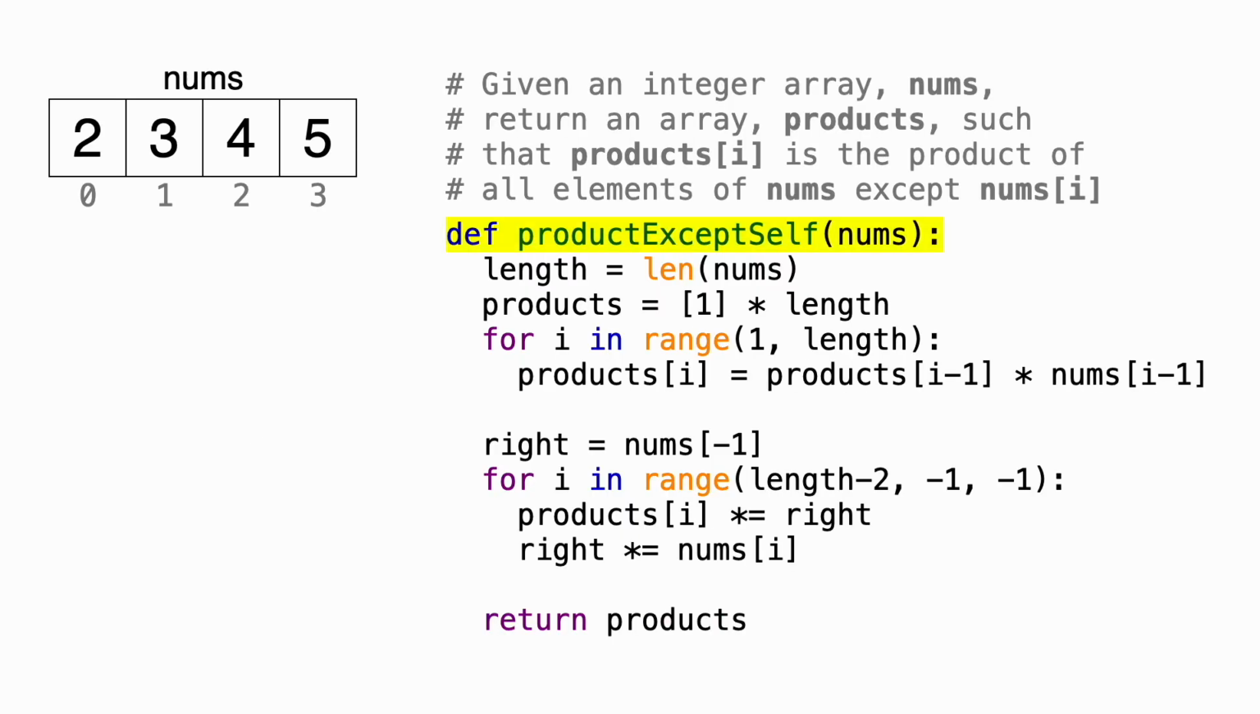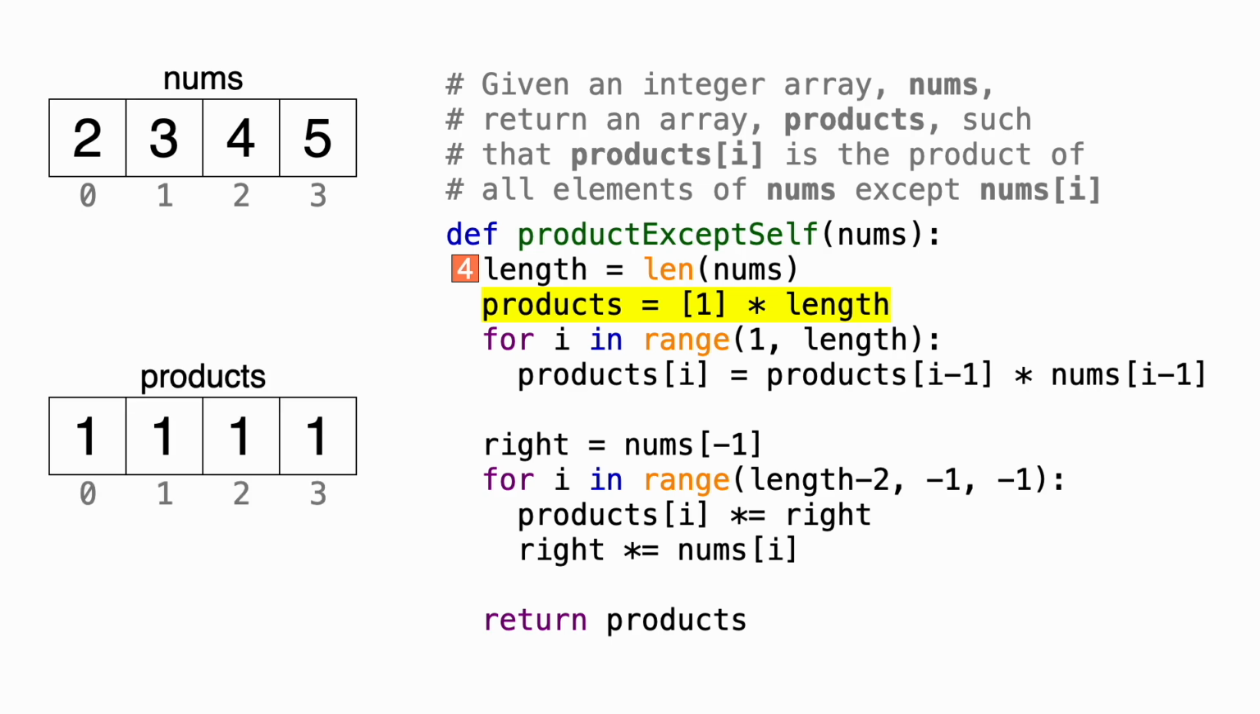This time, the nums array will just be 2, 3, 4, 5. And the first thing I'll do is take the length of the array and save it in a variable called length, since we'll be using this a lot. So length will be 4. Next, we'll create the products array, which will contain our final answer, and initialize it to be all 1s.